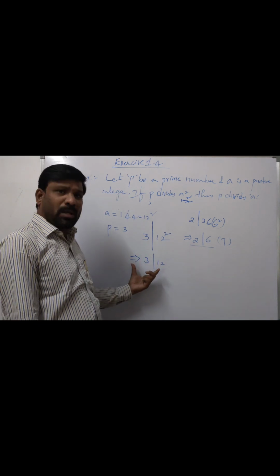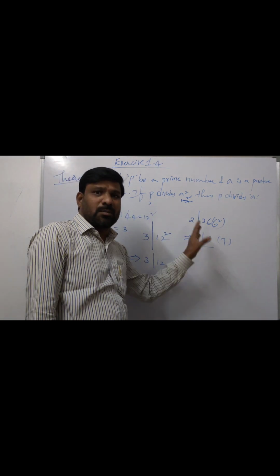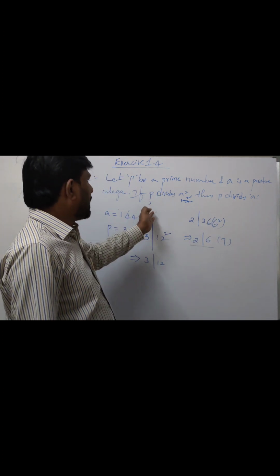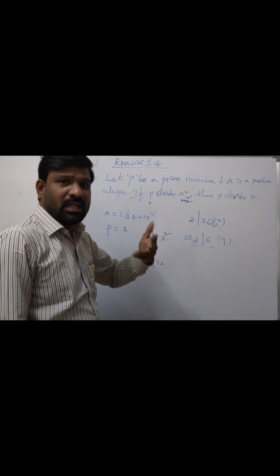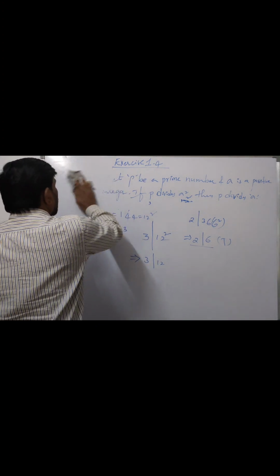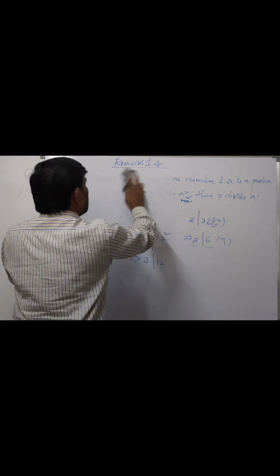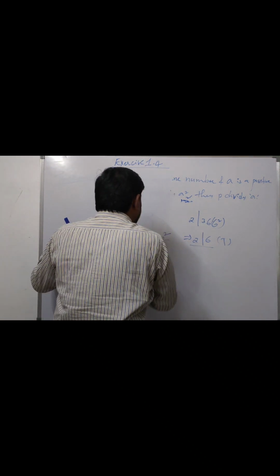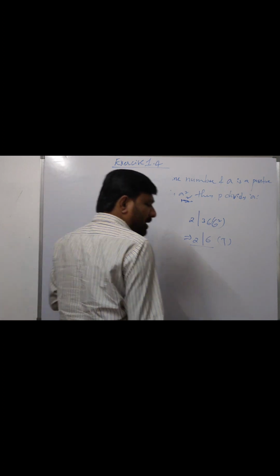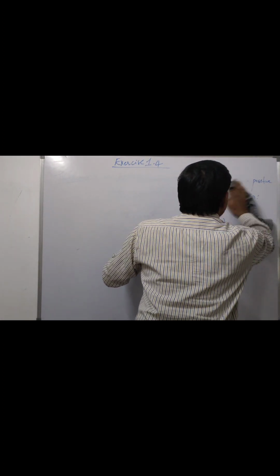With respect to an example I have discussed here. In general, we can also write it with respect to variables, taking A as a prime factorization and B like that. That is easy. Just keep in mind that if a prime number divides a perfect square, then the prime number also divides its square root. Clear? Please keep this in mind.